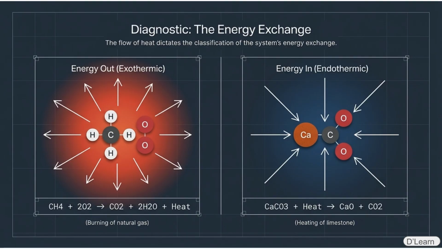The flow of heat dictates the system's energy exchange. Exothermic reactions, like the burning of natural gas, result in energy flowing out of the system. Endothermic reactions, such as the heating of limestone, result in energy flowing into the system.